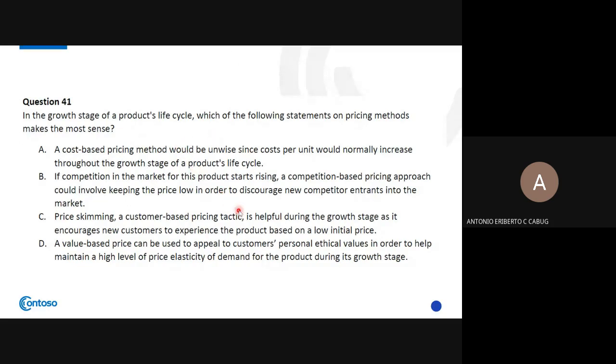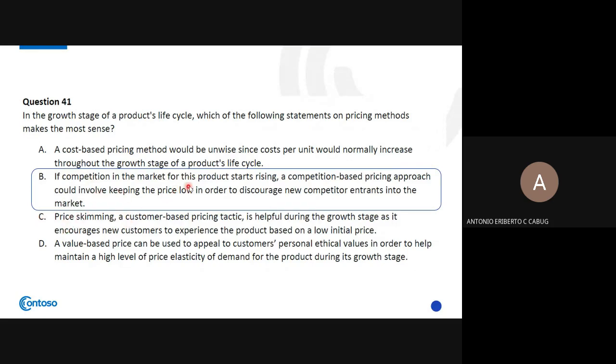Growth stage. During the growth stage, you are still approaching profitability. The company is just approaching profitability. Hindi pa talaga masasabi na stable na yung kita. So pagdating sa pricing, ano yung gagawin natin? The best answer here is B.